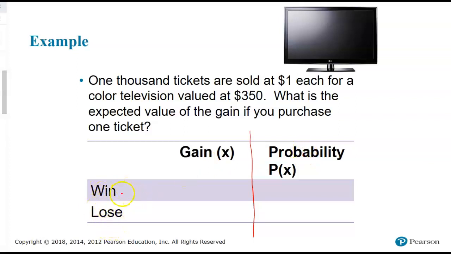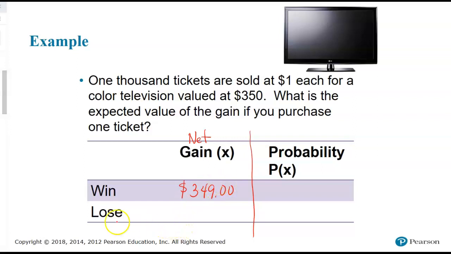So let's think about if you were to play this raffle and win. I'm going to put net here: what is your net gain? So you paid $1 for your ticket, you won a $350 TV. So what is the net gain there? So my net gain is going to be $350 minus the dollar I paid. So my net gain is going to be $349.